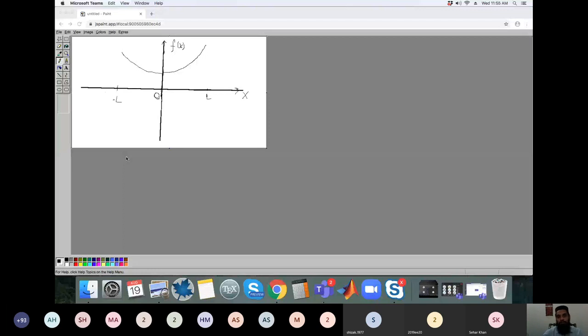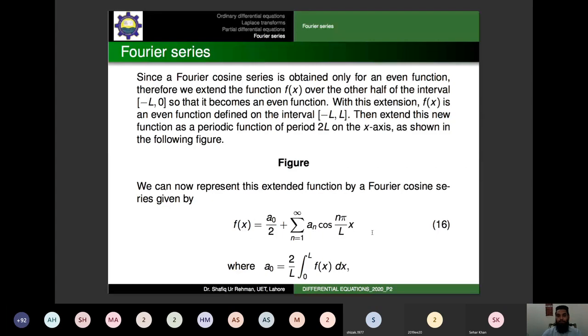We know how we find the Fourier series from the previous lectures. We can now represent this extended function by a Fourier cosine series given by. We know that if a function is periodic with period 2L, for example, extended over the interval from minus L to L, and on top of that it is even, then the corresponding series would be like that. All we need to calculate are a naught and a n. b n is going to be 0. Formulas are there for a naught and a n. b n is going to be 0, surely.